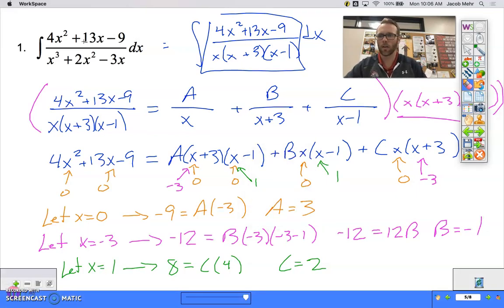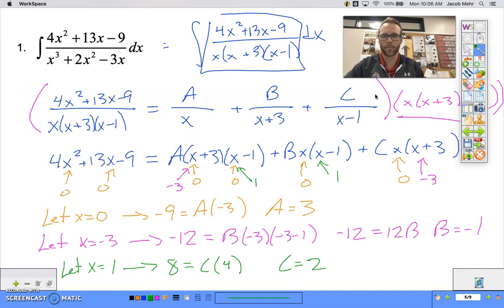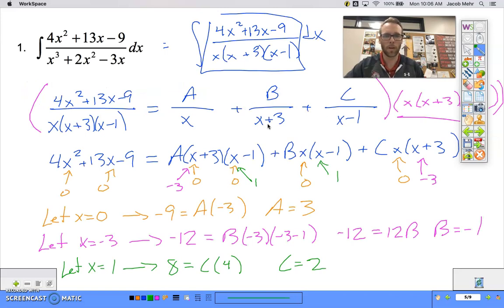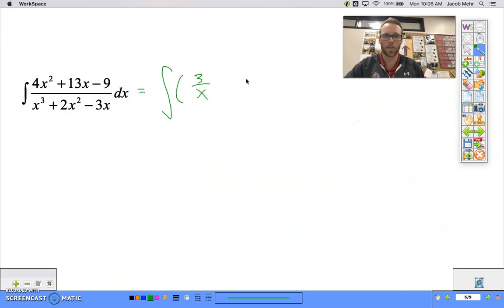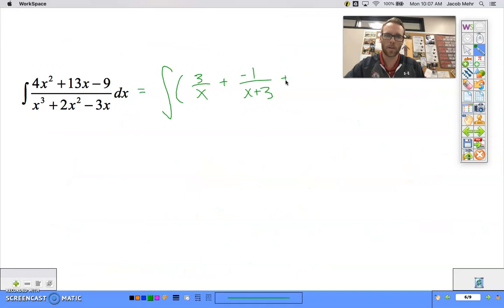is we can take our original integral and we can set it equal to the integral of a over x. What was our a? 3. 3 over x. Plus b over x plus 3. What did we solve for b? b is negative 1. Negative 1 over x plus 3. Lastly, we had c over x minus 1. That's going to be 2 over x minus 1.